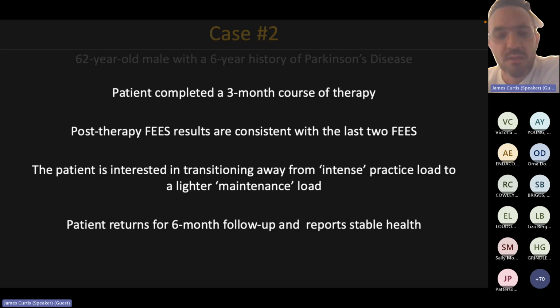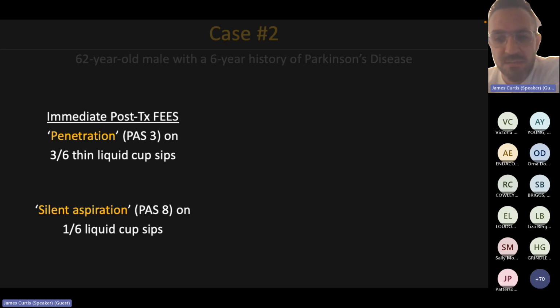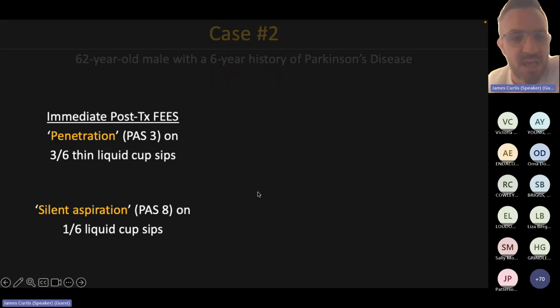And so they schedule a return follow-up FEES in 6 months. Let's say this is their first FEES right after the course of therapy, where they've hit a plateau and you can move to maintenance after this. This is right before that maintenance period. And what we see is that this person has penetration that's entering the vestibule, remaining above the vocal folds, and is not ejected. So that's a PAS of 3.